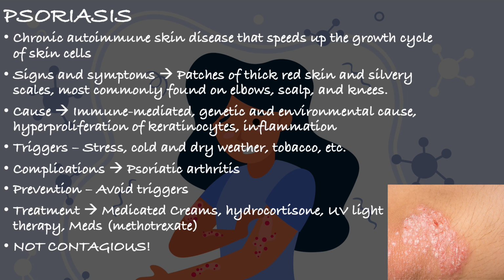Triggers: stress. When people who have psoriasis are under stress, they tend to break out more. Cold and dry weather, tobacco, and so on. So again, avoiding those triggers. Complications of psoriasis is psoriatic arthritis. So this usually accompanies psoriasis. So again, this tells us immune mediated. They tend to have arthritis in their joints, which is associated with psoriasis. Prevention, I mentioned, avoid triggers.